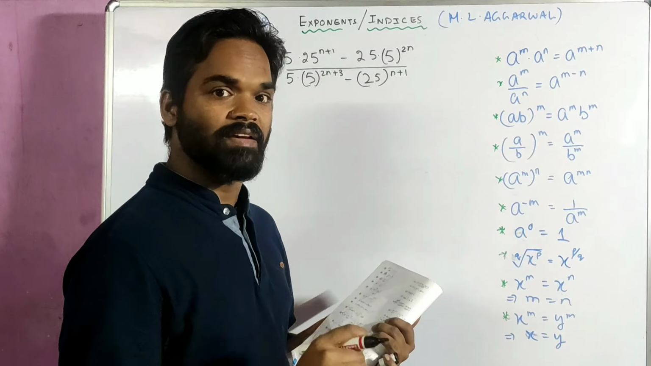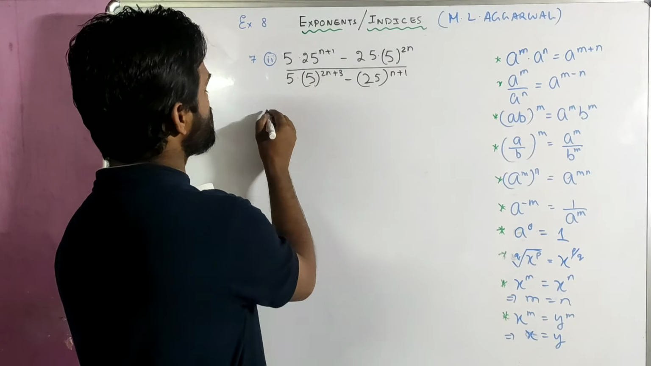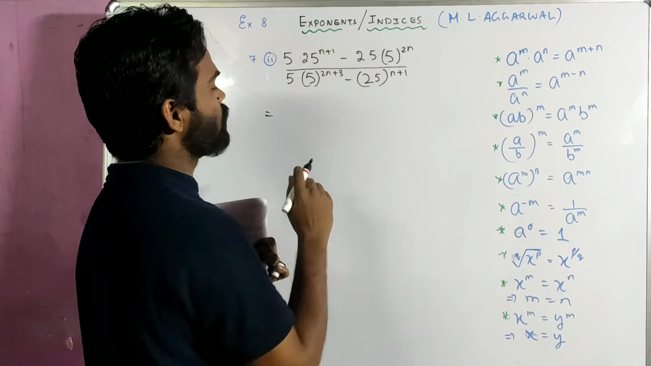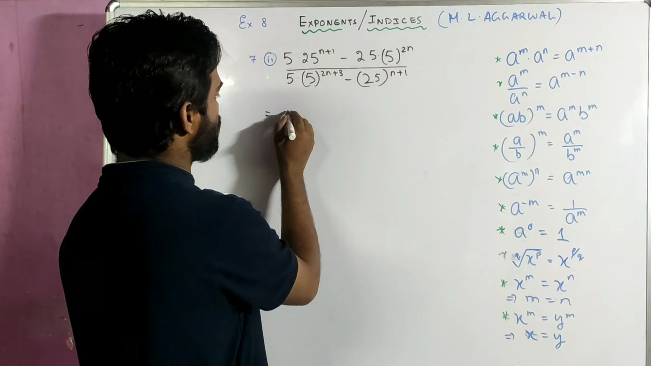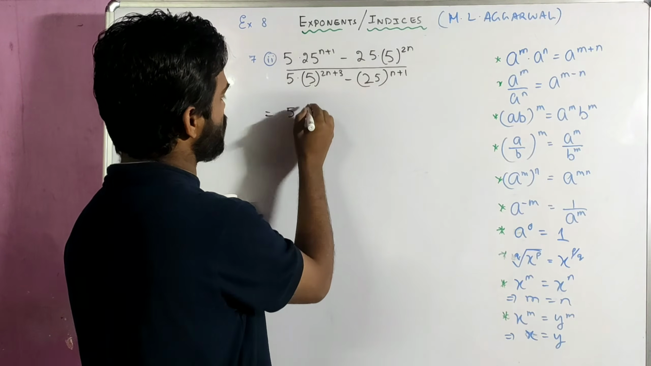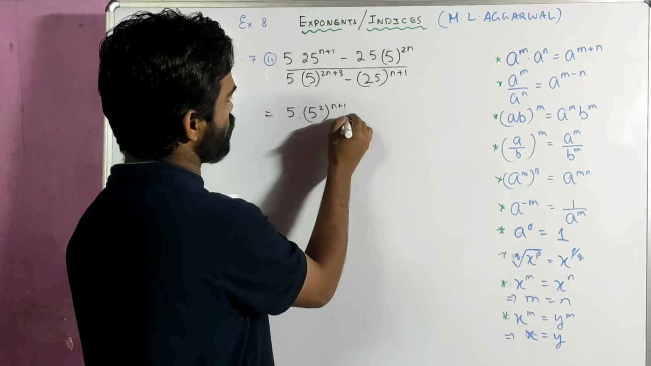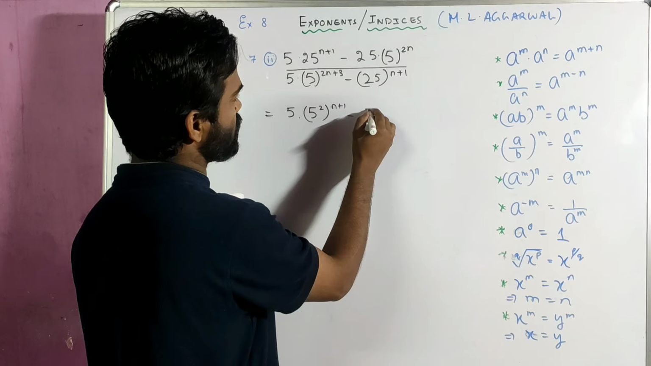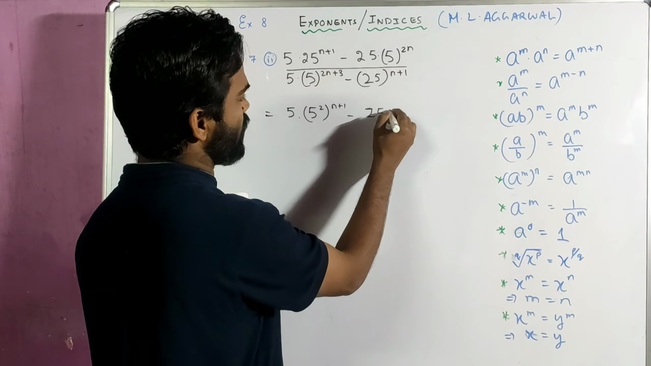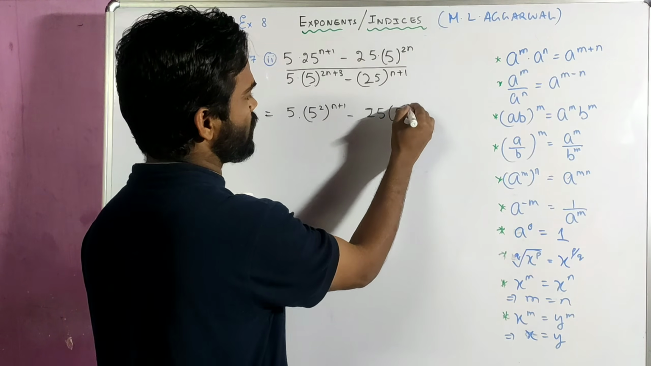Now look at 7 part 2. Simplify this. The dot denotes multiplication. Now look carefully. Can I write 5 multiplied by 25? I can write 5 square whole to the power n plus 1 minus this. I can write it as 25, this 5 to the power 2n.